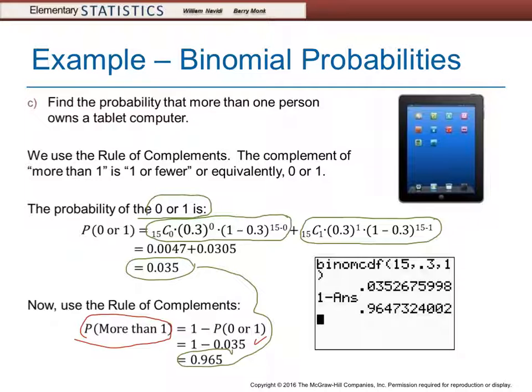On our calculator, we can do the same thing. We calculate the first part, the probability of 1 or 0 first, which again is 0.3526, whatever, and then we can subtract that from 1 to get the final result. Again, very easy way to do it on the calculator.